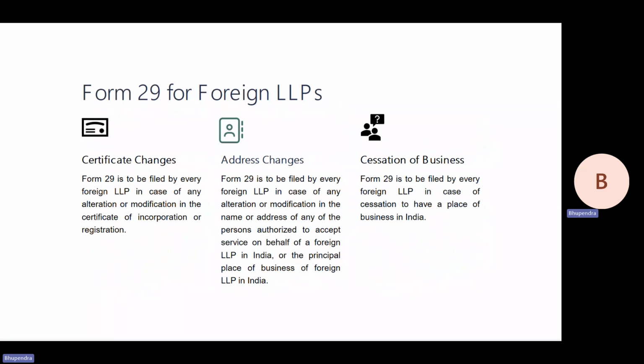It is for the changes in the certificate, addresses and cessation of business. Form 29 is to be filed by every foreign LLP in case of any alteration, modification, or certificate of incorporation or registration.